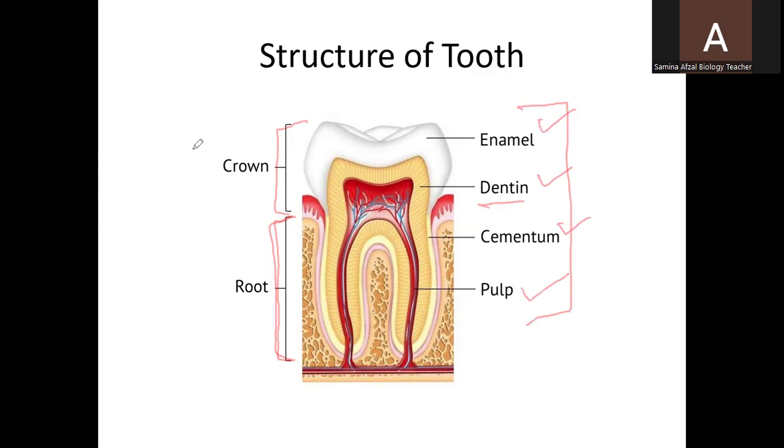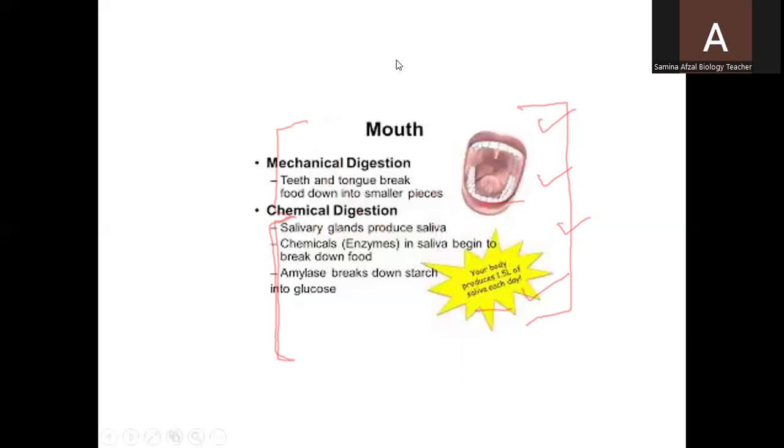Inside the tooth, there is sensitivity due to the pulp, and the pulp contains blood vessels, due to which it has a sense of pain if there is any problem in our teeth. So this is all about the structure of a tooth. We will move towards the next part of the digestive system, the mouth. I already told you that mechanical digestion and chemical digestion, both types of digestion, take place in the mouth.